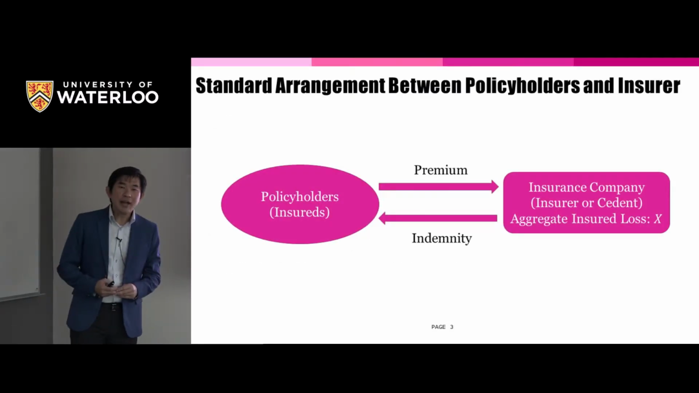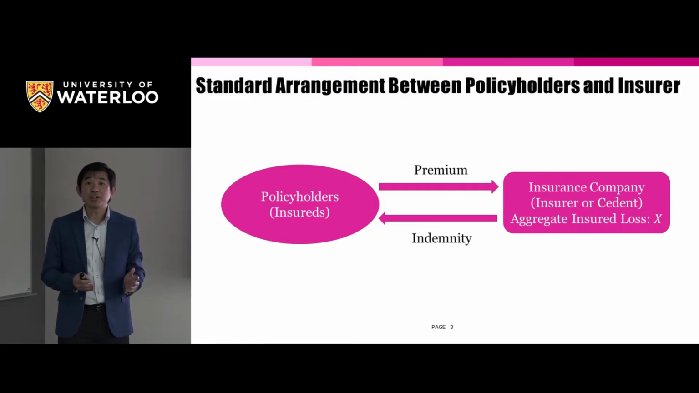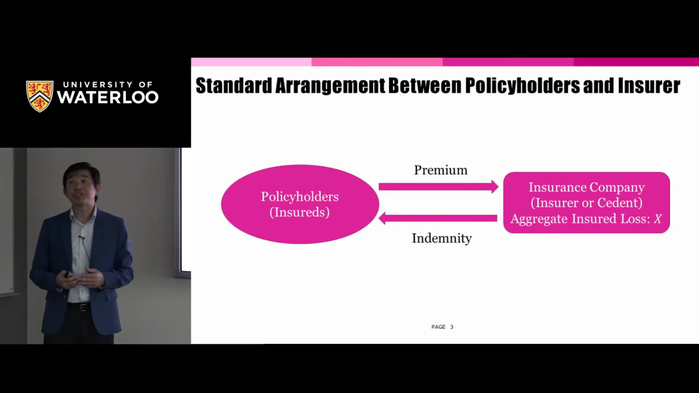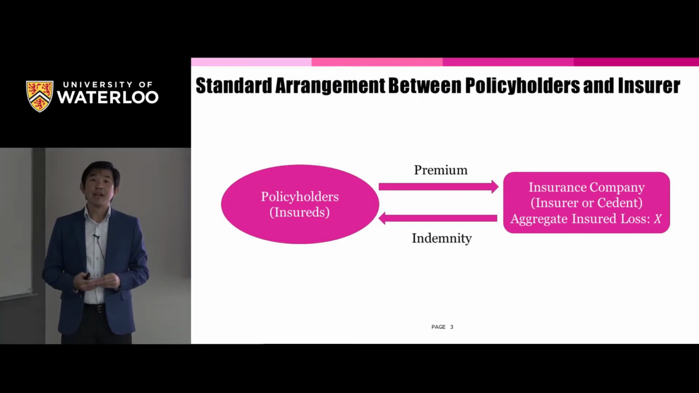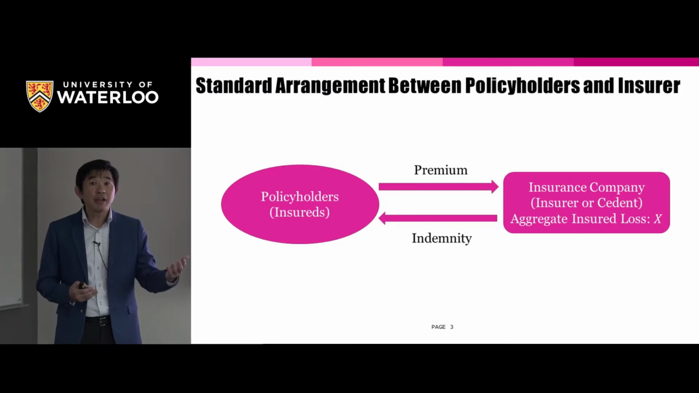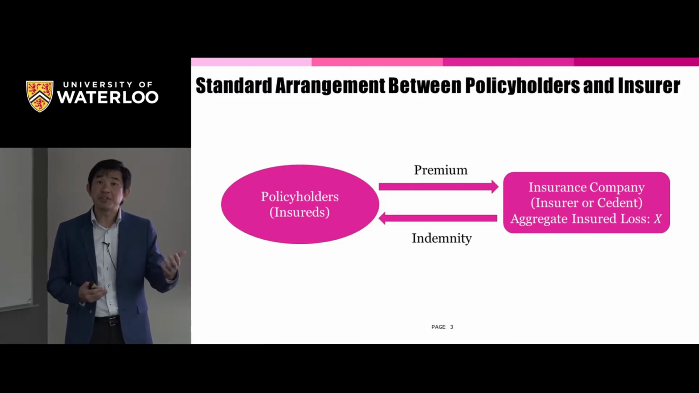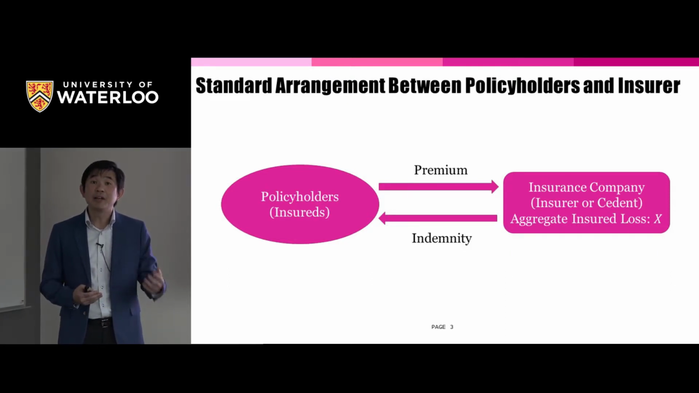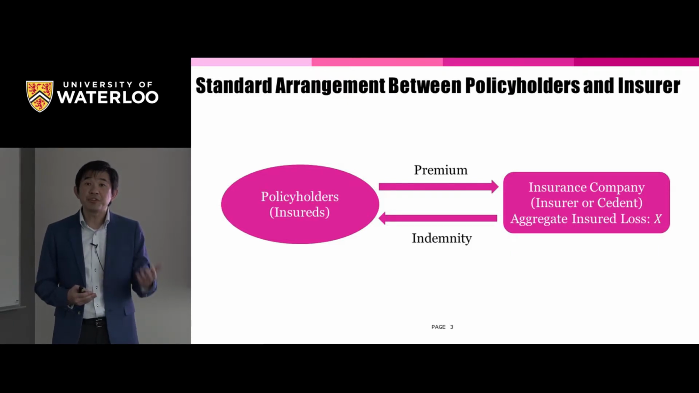So to begin, let us consider a standard arrangement between a policyholder and the insurance company. In this diagram, there are two players in the market. On the left-hand side, we have the policyholder, and on the right-hand side, we have the insurance company, or the insurer. The policyholder is interested in transferring some of their risk to the insurance company. For example, the policyholder may have just acquired a car, so is concerned about potential damages to the car or the liability associated with a car accident. As a result, the policyholder is interested in transferring some of the risk to the insurance company.